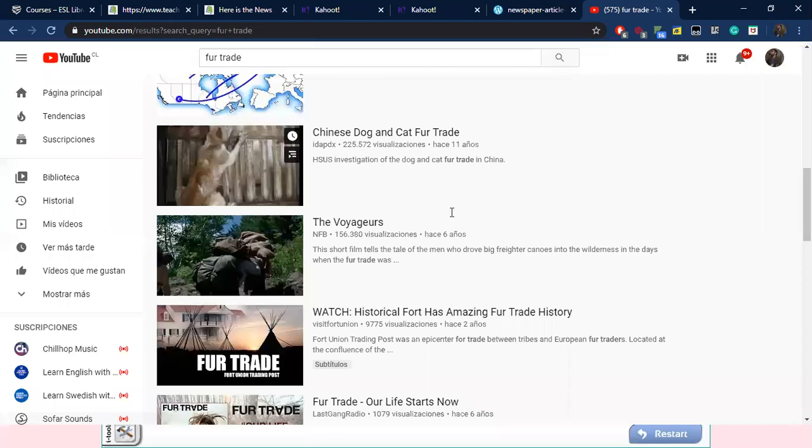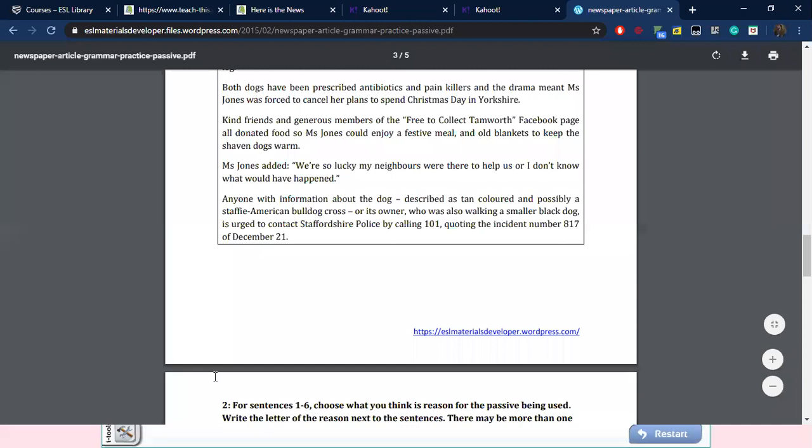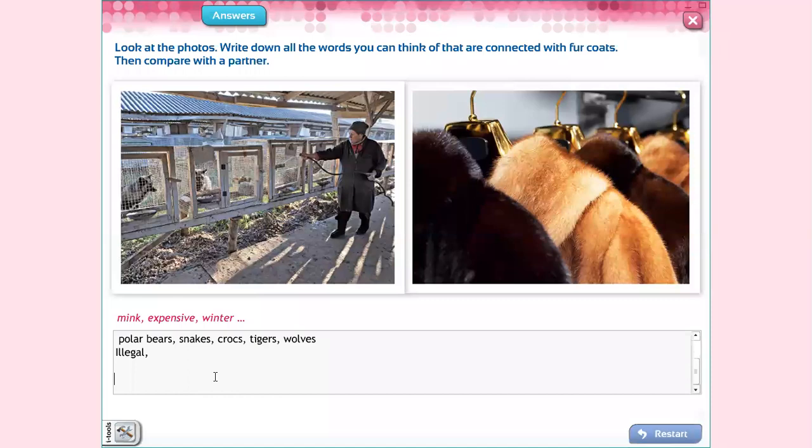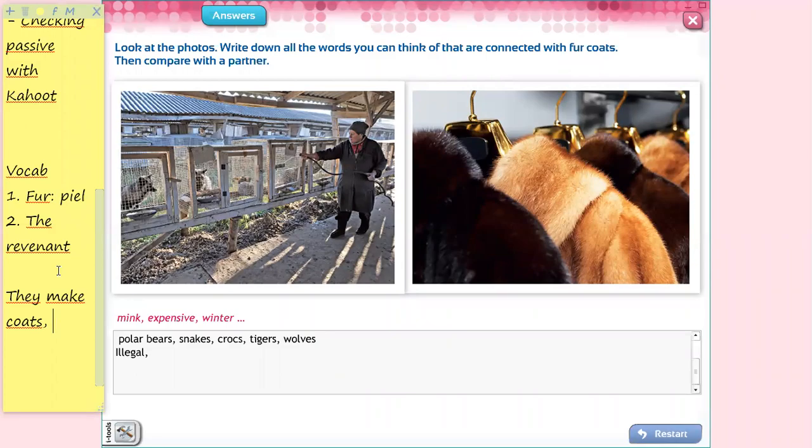So what do you think they're using the furs for? What's the use of the furs? What do they make with them? What do they make with the furs? Why do they sell them? People? What do they make with the furs? They make coats. They make coats. What else? Clothes. They make clothes. What kind of clothes? Gloves, yes. Coats, gloves. What else? Scarf.